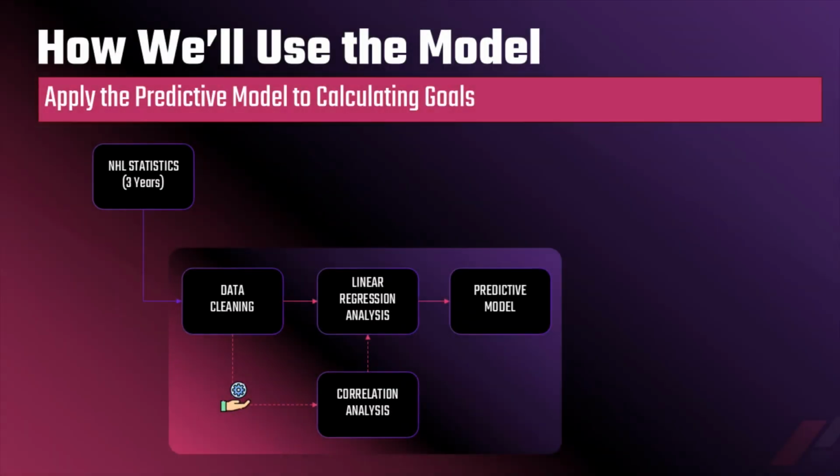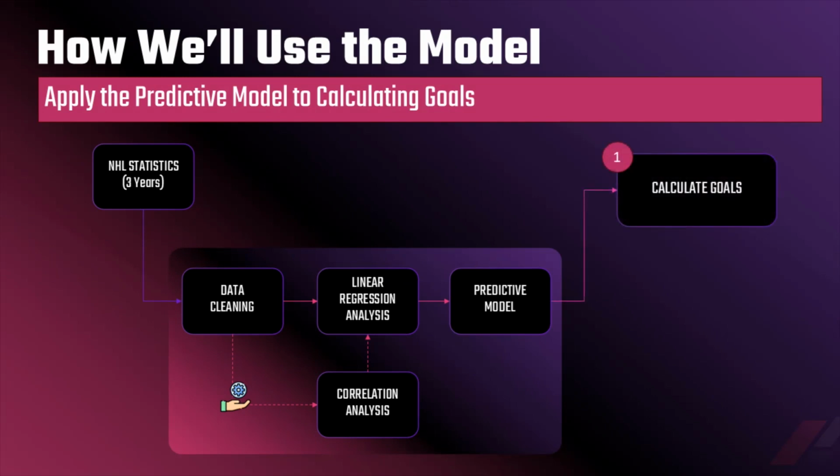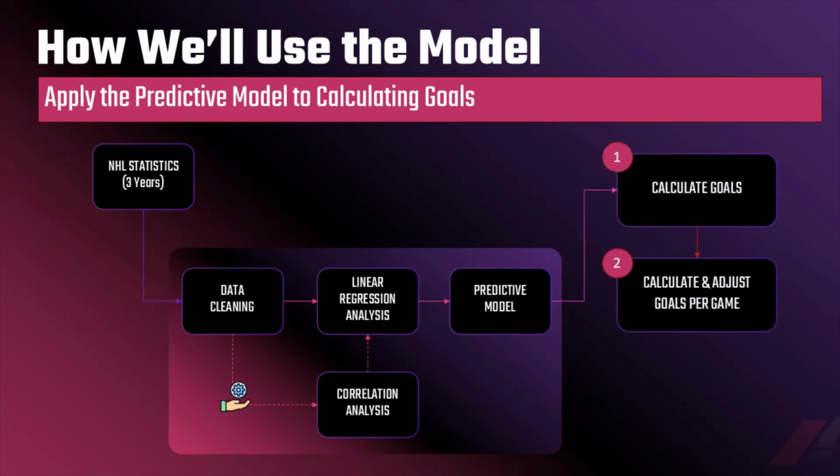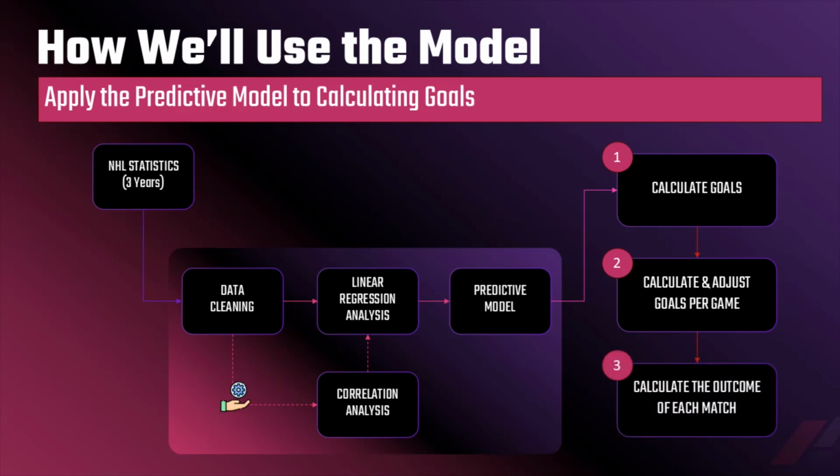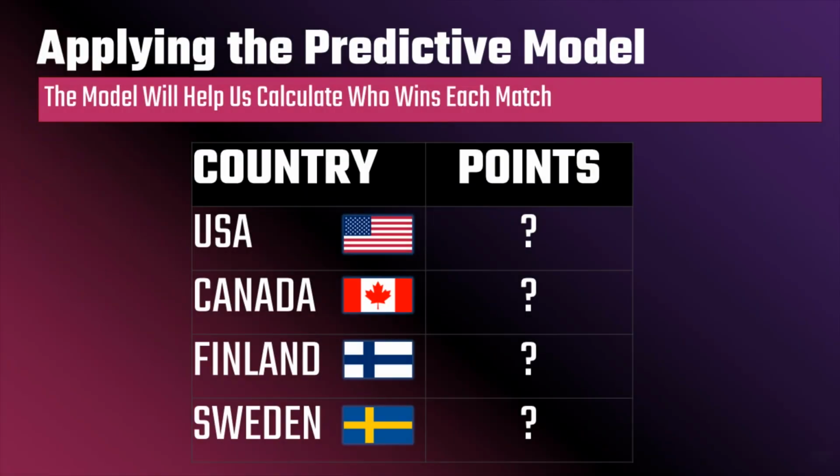In this video, we'll use a linear regression model to predict the goals for each player in the Four Nations Face-Off tournament. We'll then use the predicted goals to calculate goals per game for each nation and forecast who will win specific matchups. By the end of this video, you'll know how to create a predictive model and who could win the Four Nations Face-Off tournament.